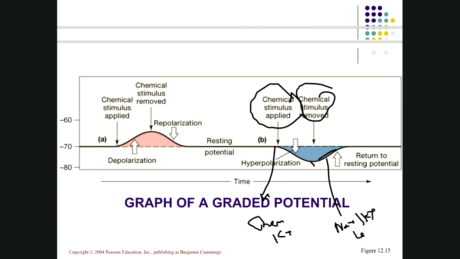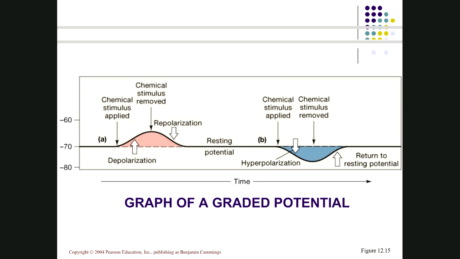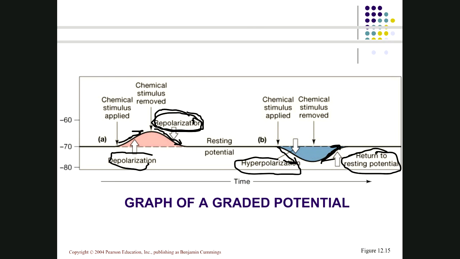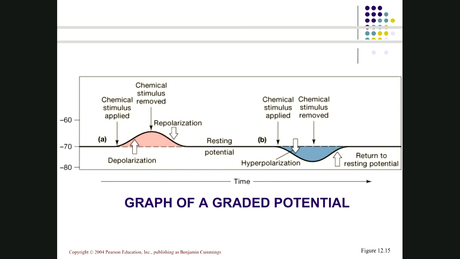And so if you look at this, when it goes up this way, remember that's called the depolarization. So when it comes back down, it's called a repolarization. When it goes this way, it's called a hyperpolarization. And you would think that this would be called a repolarization, but we already used that. We used it over here. So over this one is called a return to resting potential. So when you graph a graded potential, it can be either one of these.